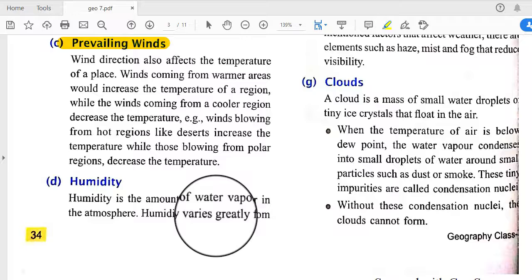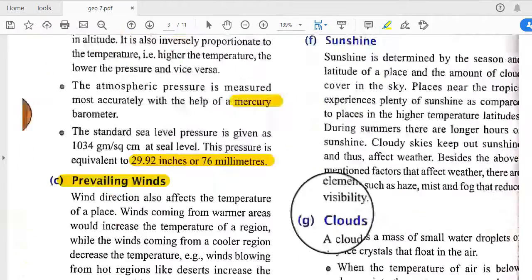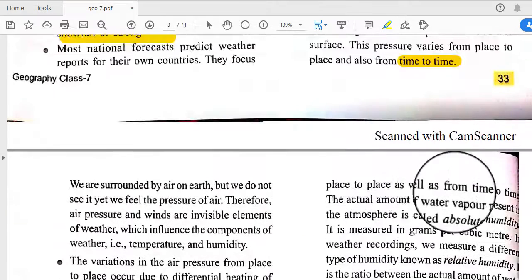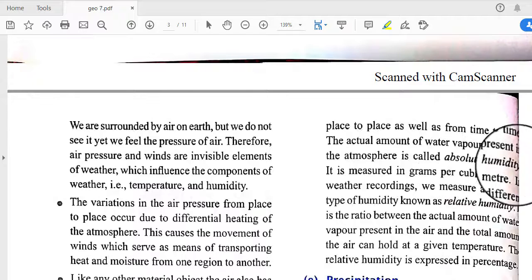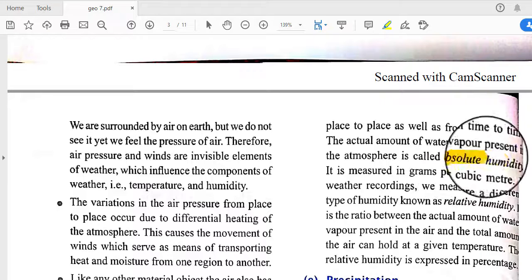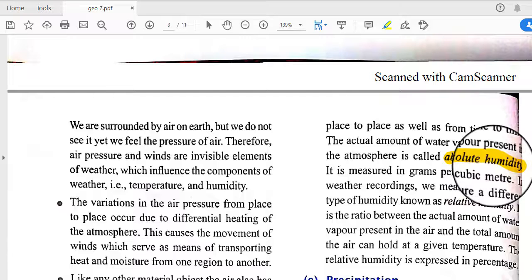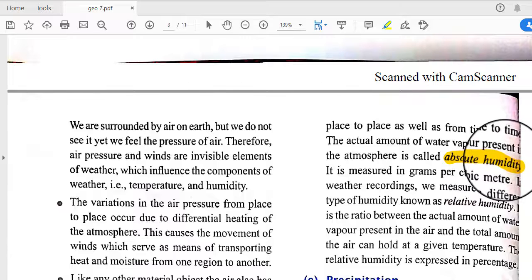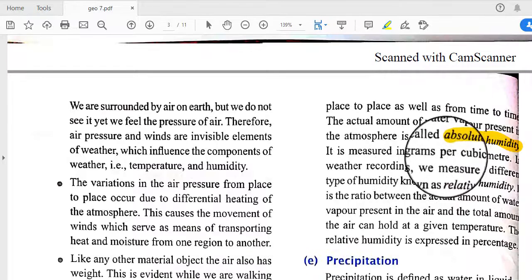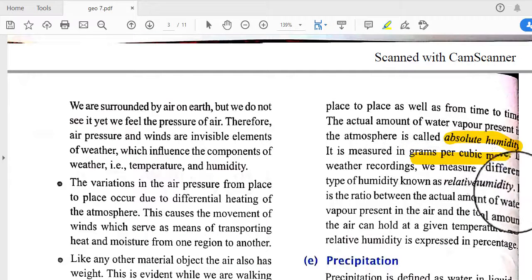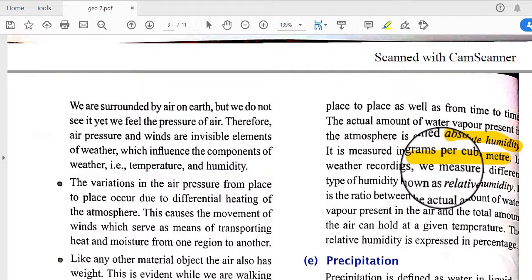Next is humidity. Humidity is the amount of water vapor in the atmosphere, and humidity varies greatly from place to place as well as from time to time. The actual amount of water vapor present in the atmosphere is called absolute humidity. So absolute humidity is the actual amount of water vapor in the air. It is measured in grams per cubic meter. That means how many grams of water vapor are situated in a cubic meter of air.